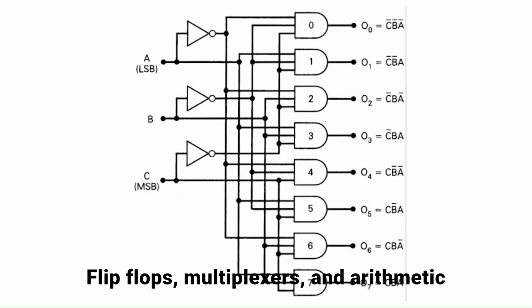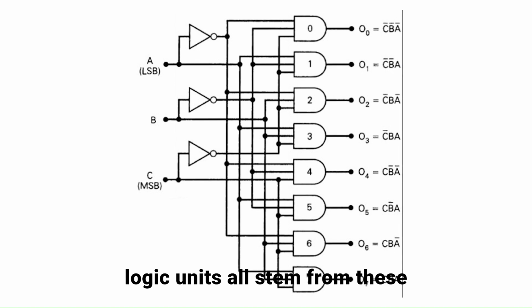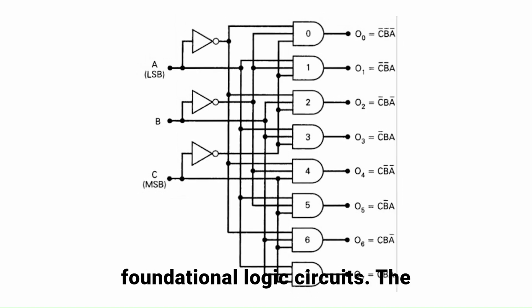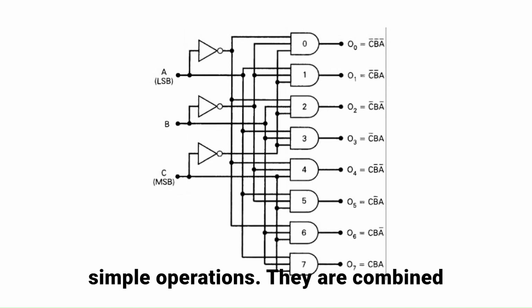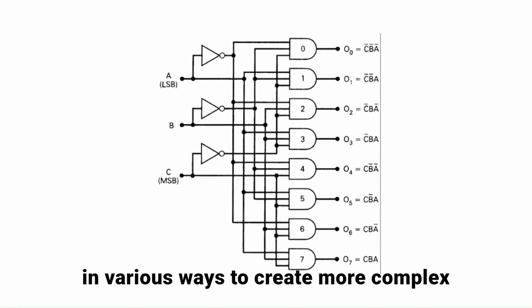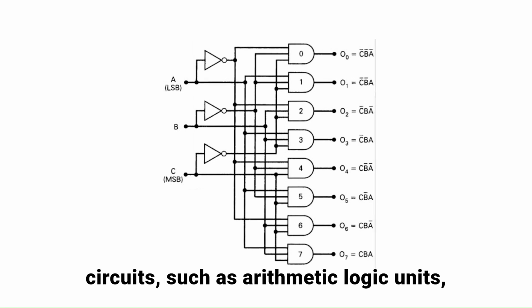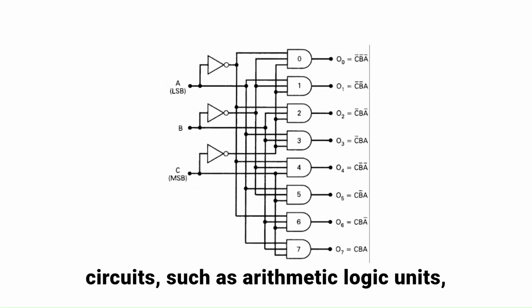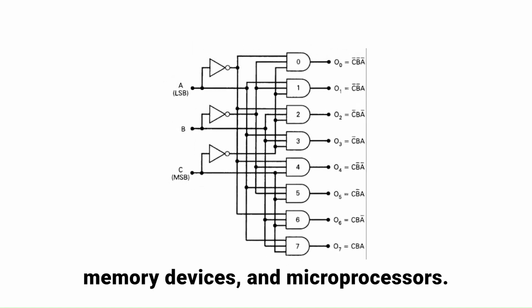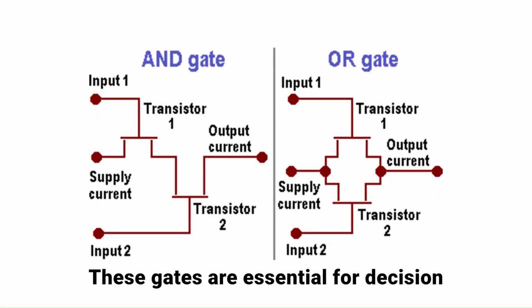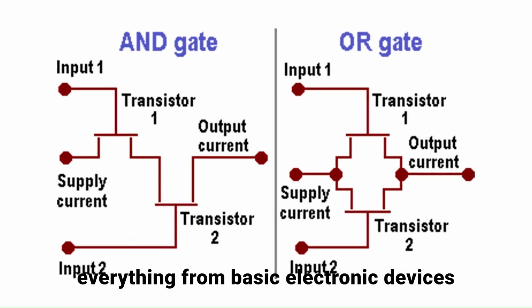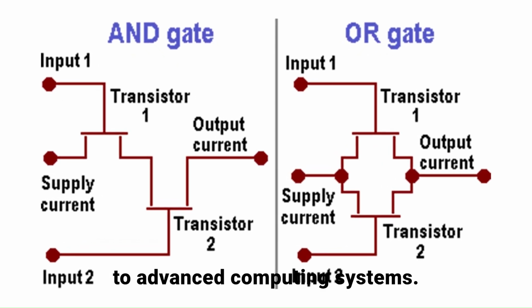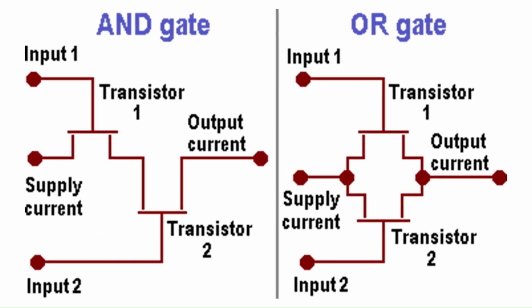Flip-flops, multiplexers, and arithmetic logic units all stem from these foundational logic circuits. The importance of logic gates extends beyond simple operations. They are combined in various ways to create more complex circuits, such as arithmetic logic units, memory devices, and microprocessors. These gates are essential for decision-making in digital circuits, enabling everything from basic electronic devices to advanced computing systems.